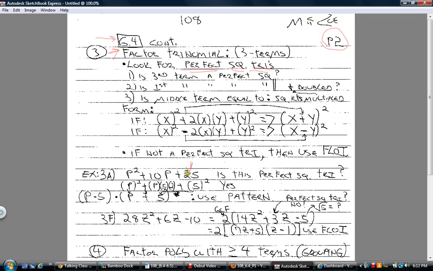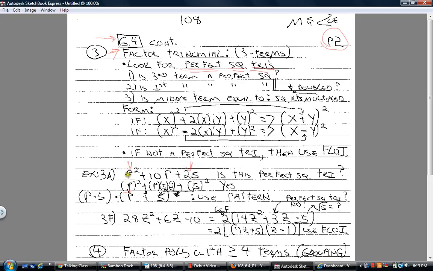Start here. Can you take the square root of 25? If you cannot, then forget the rest of these. It can't be a perfect square trinomial. You could try reverse FOIL or FLOY. But then step number 2 says look at the first one. Can you take the square root of p squared? The answer is yes, and I like using the parentheses.